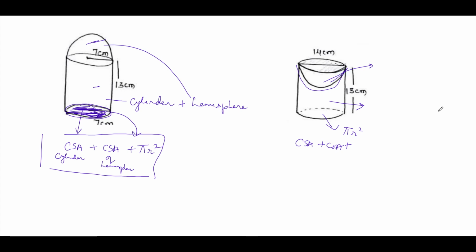Analyze the figure. First you should analyze the figure and decide what surface areas you should find out. For the first figure, it is CSA of cylinder plus CSA of hemisphere plus base area, that is pi r square. It is the same. You are not finding out this. It is open, that means no surface area will exist. You should find out the inner surface area of this hemisphere.